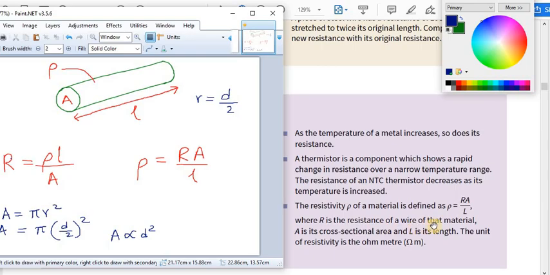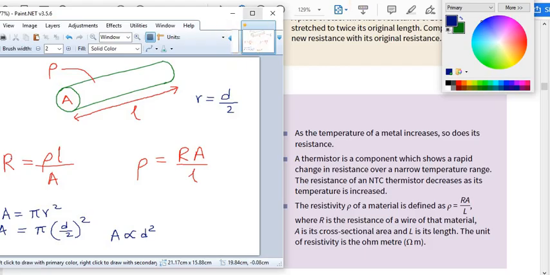Where R is the resistance of a wire of that material, A is its cross-sectional area, so you can see that's all labeled, and L is its length. Some textbooks use small l, some textbooks use capital L for the length. This textbook here uses capital L in this chapter. The unit of resistivity is the ohm meter.